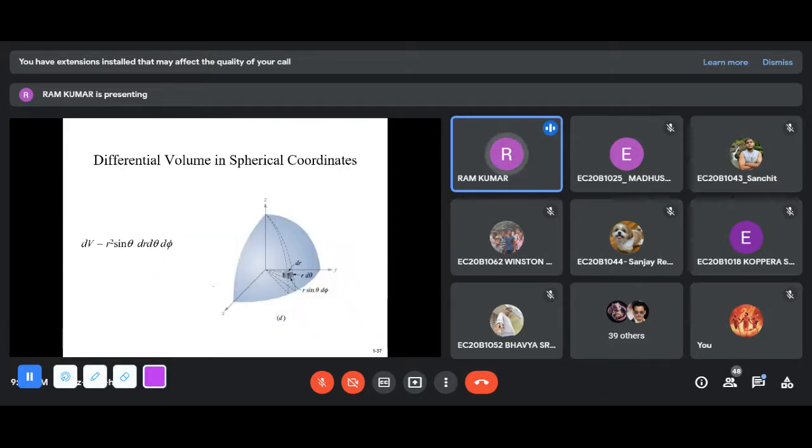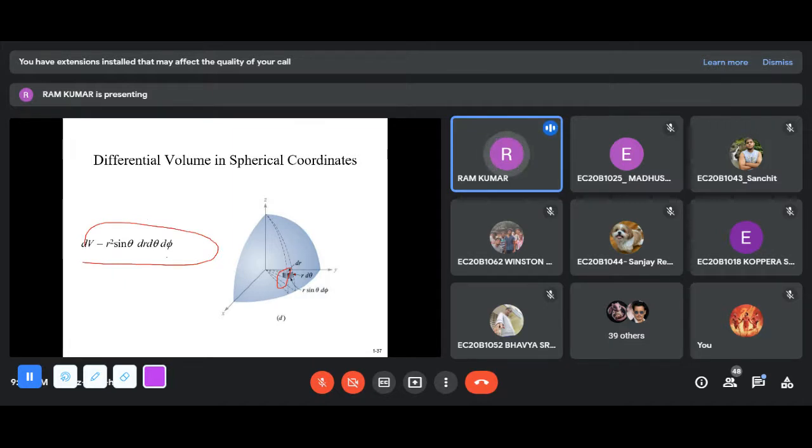Similarly, the differential volume in spherical coordinate system. Consider this is a differential volume. Again, this is the radius of the sphere, r. Here it's actually r d theta. This is actually r sine theta d phi. So dV, the differential volume element, involves r squared sine theta dr d theta d phi.